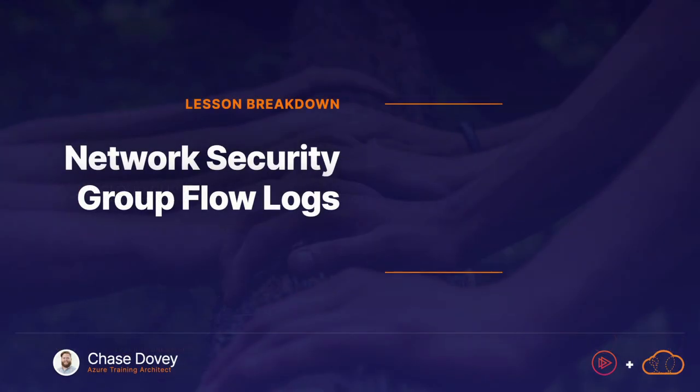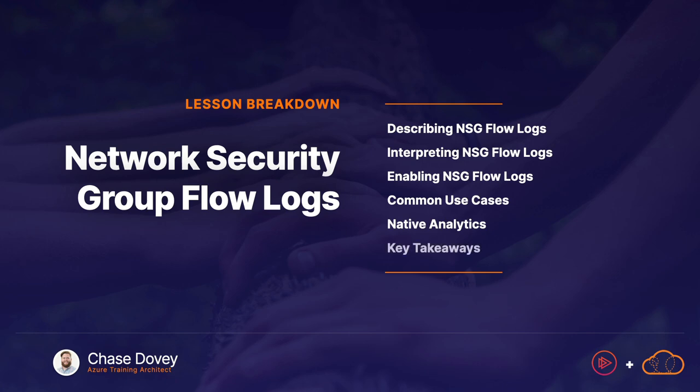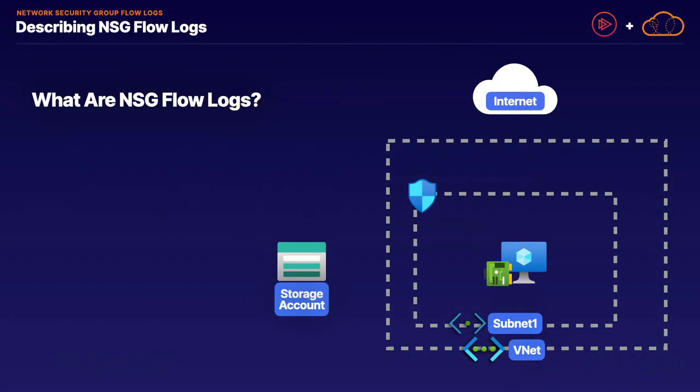And in this network security groups flow logs lesson, we're going to start off by describing what NSG flow logs are. We'll then take a look at an example of an NSG flow log so that we can understand how we might interpret these when we see them. We're then going to talk about the required components that are involved in enabling NSG flow logs on our NSGs. We'll talk about some common use cases for doing so. We'll talk about the native analytics that are provided for visualizing our NSG flow logs, and then we'll wrap up this lesson with some key takeaways. So without further ado, let's get started.